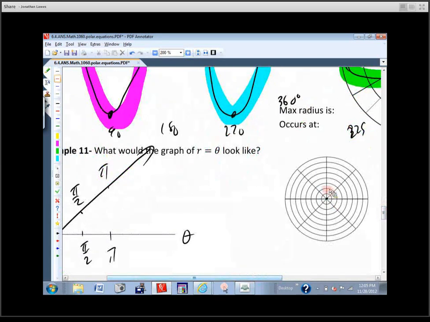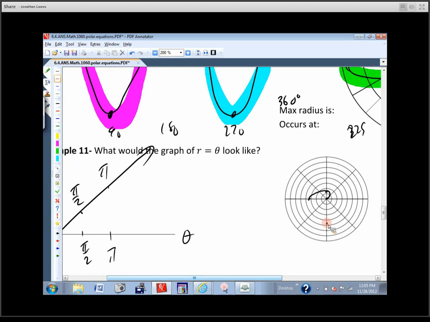By the time I point to pi halves, the radius is pi halves, which is about 1.5. And again, it gradually got bigger. By the time I'm pointing to pi, the radius is 3.14. Again, it gradually got bigger. By the time I'm turning to 3 pi halves, it's about 4.7.